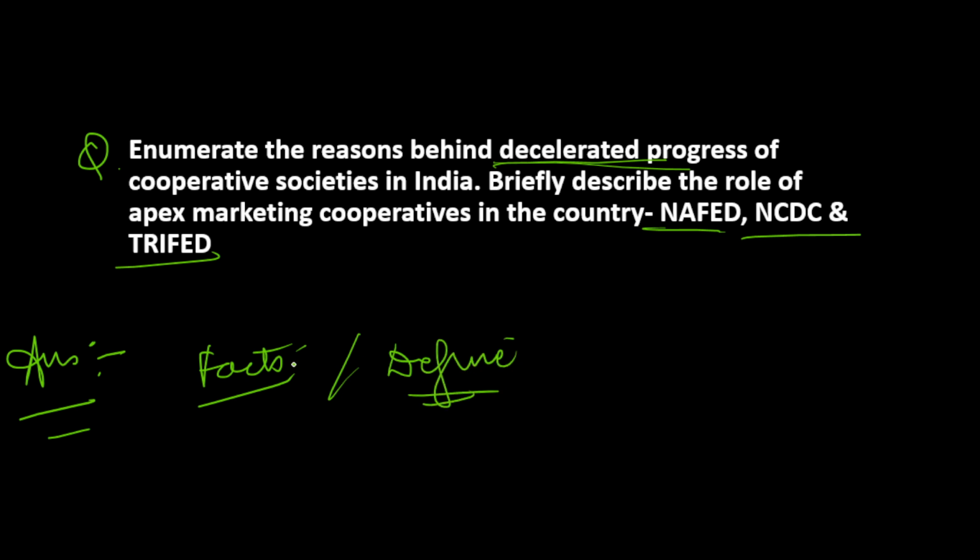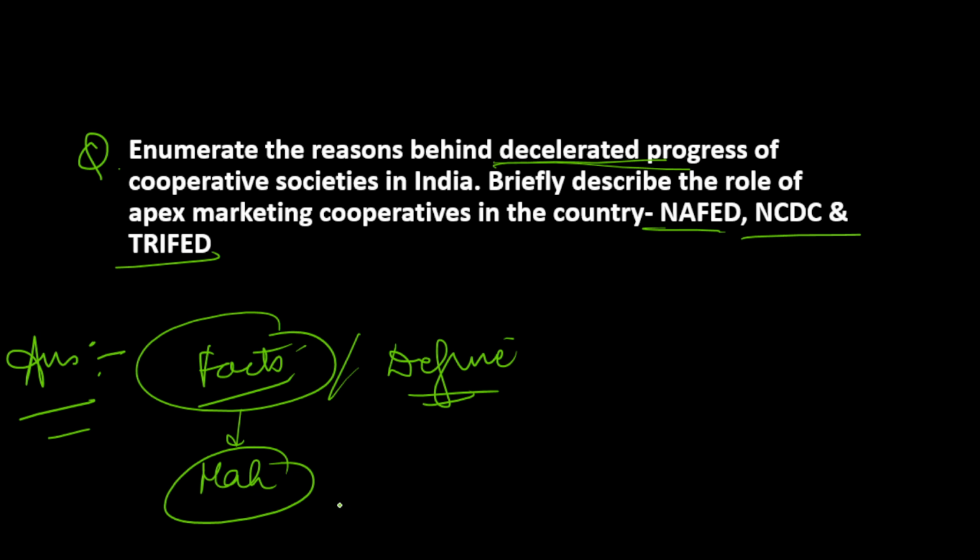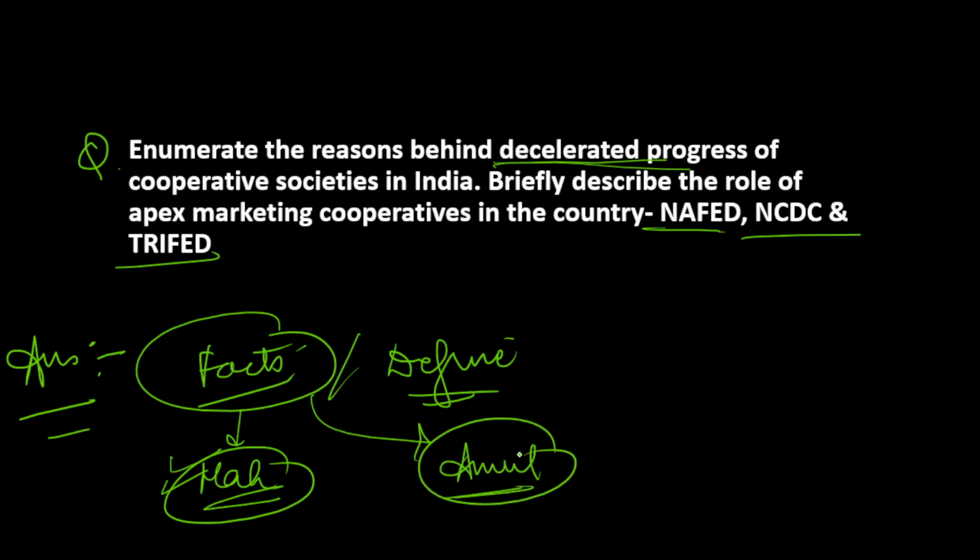So I have given you a simple definition with which you can start, or you can simply write some facts. In our country, various states such as Maharashtra have the highest number of cooperatives. I'm not sure, but I think yes, Maharashtra has the highest number of cooperatives. Various cooperatives such as Amul have done very nicely in the past and are still doing very well, especially for the farmers of Gujarat and Maharashtra. So all these things can be written in the introduction part.